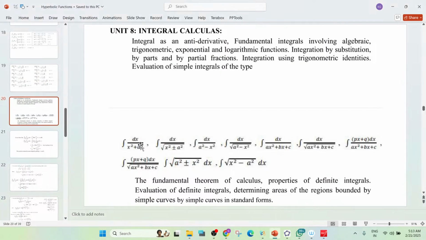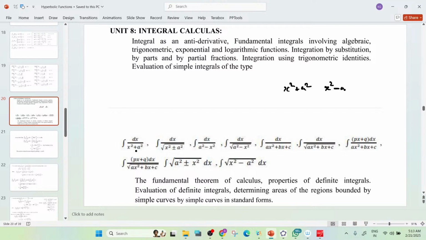Okay, ma'am. See, there is x square plus a square. If it is about x square and a square combinations, there should be x square plus a square, x square minus a square, a square plus x square, and a square minus x square. Right? Yes, sir. There are four varieties.